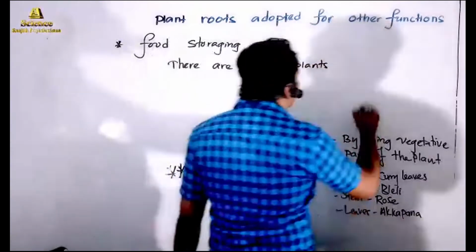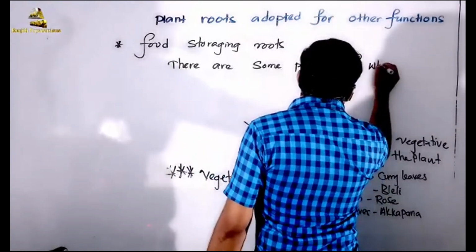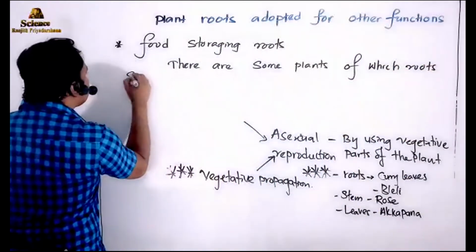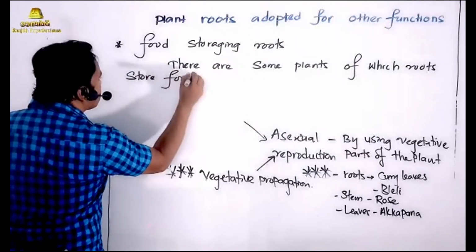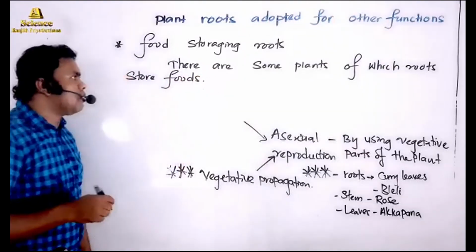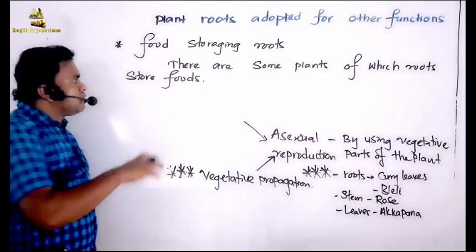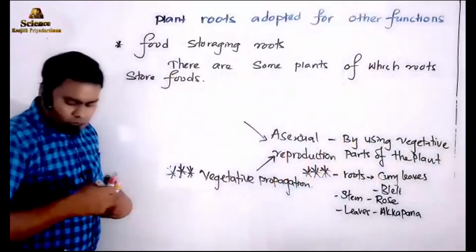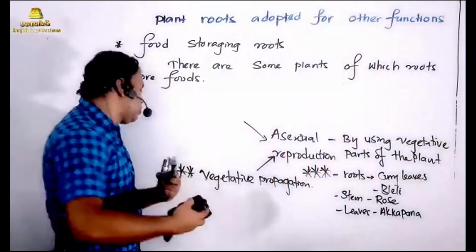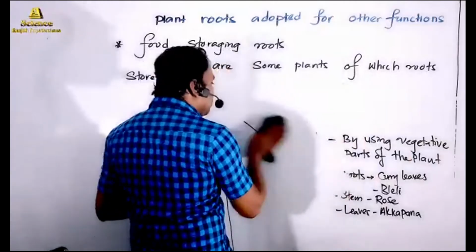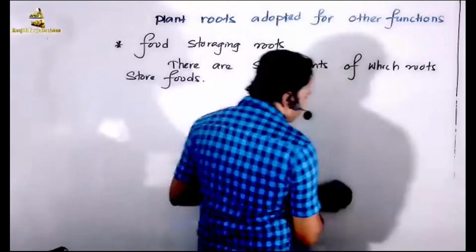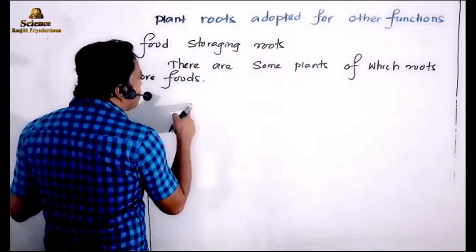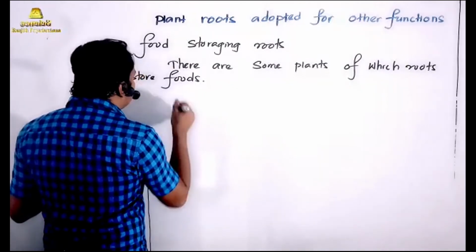There are some plants of which roots store foods. Okay, that means those roots are adapted to store foods. So we say it another way for our English knowledge. There are some plants adapted for the food storage function.